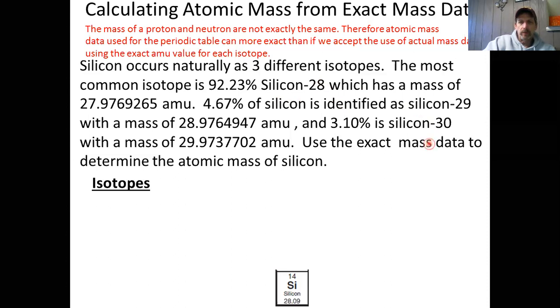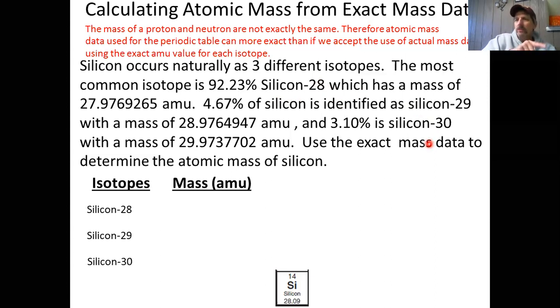So if you remember from before, first thing we do is we write down our isotopes. Next thing we do is we get the mass amounts. Now the masses are in exact mass, not in mass number form. Well, that's only because a proton and a neutron are not identical in mass. They're similar, they're not identical. So if we have access to this exact mass data, we should use that. We'll get much more accurate data compared to what's on the periodic table.